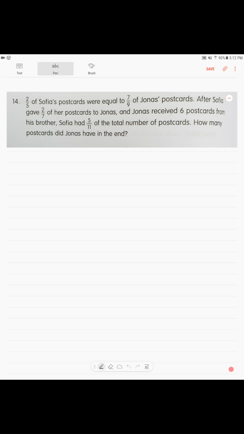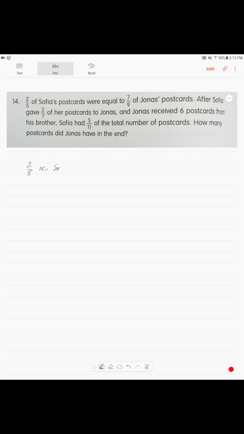All right, last problem in this section. Right. Pause the video, read the problem, and after you finish, you can listen to the solution. So the solution of this problem, right? 2/5 of Sophia's postcards were equal to 7/9 of Jonah's postcards, and this is what you write, right?